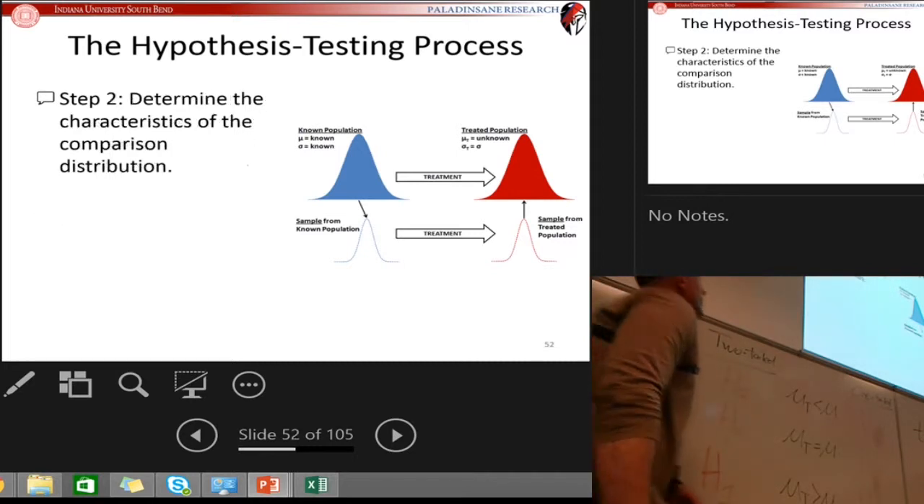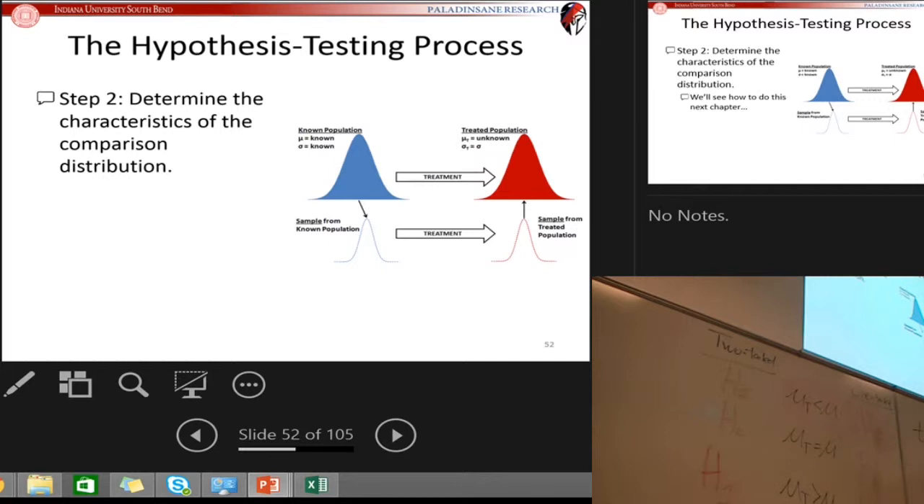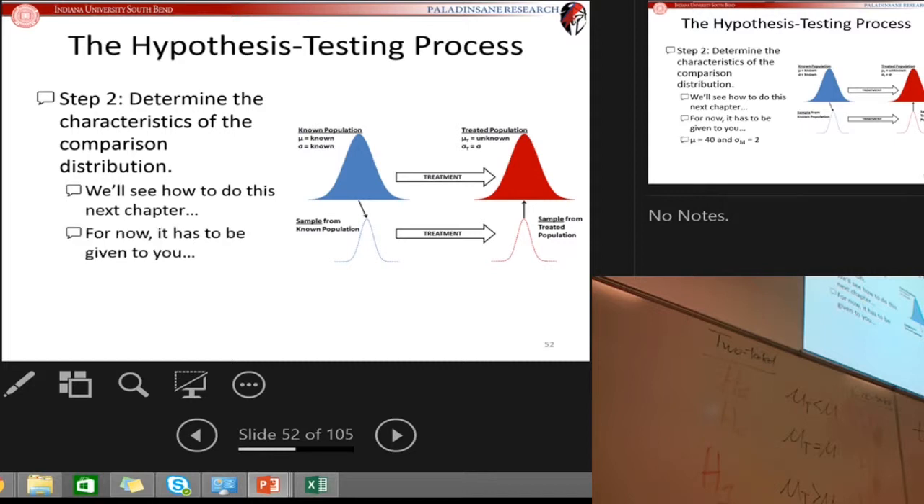Step 2, determine the characteristics of the comparison distribution. This is the only part you're missing right now. So we'll see how to do this in the next chapter. But right now, your comparison distribution still needs to be given to you. And it has a mean of 40 and a standard deviation of 2. So we have our comparison distribution.